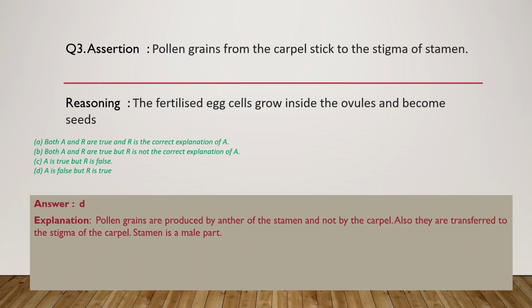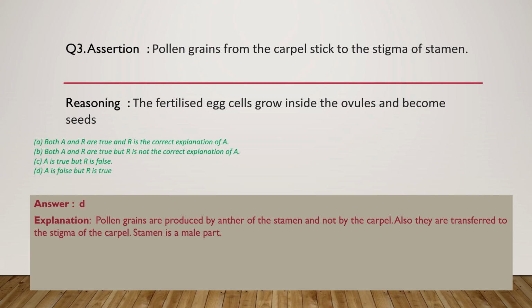Assertion: Pollen grains from carpels stick to the stigma of stamen. Reasoning: The fertilized cells grow inside the ovules and become seeds. The answer is D, that is A is false, but R is true. A is false because there are two mistakes in this sentence.